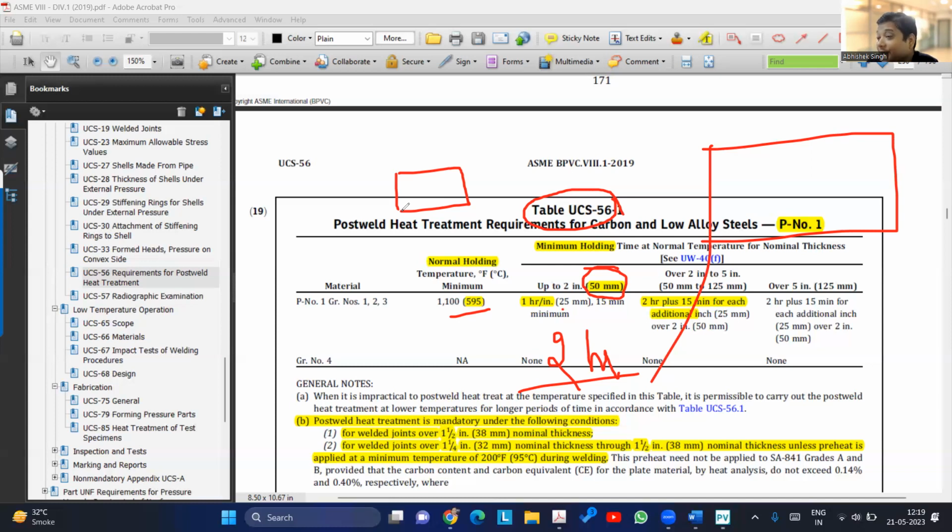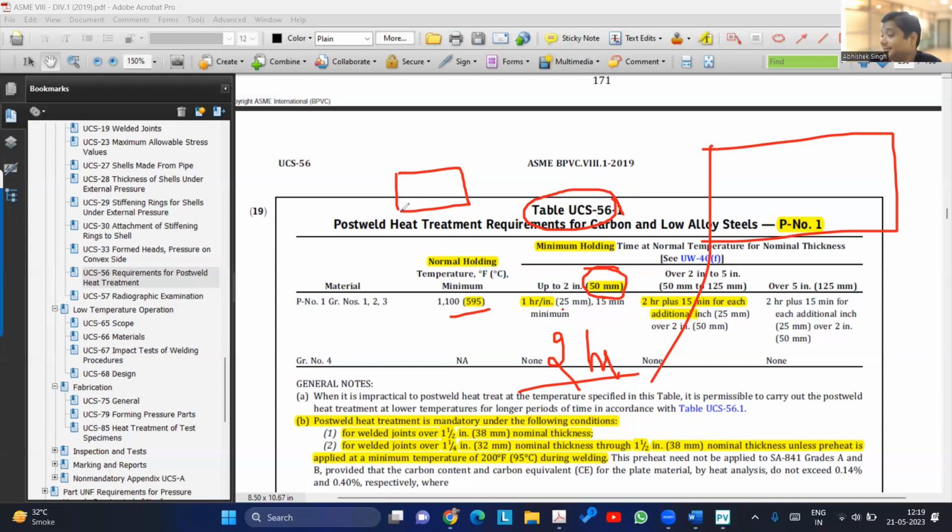So I need to repair. Repair means I need to gouge and then again re-weld. So can I do welding after post-weld treatment? No. If I'm doing welding, that means my post-weld treatment has become invalid. Making sense?